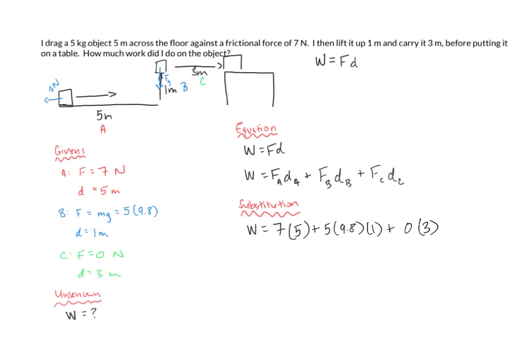Now I'm ready for my last step, and that is to solve. I'm going to stick that all in a calculator. You can also do this in your head. It's especially easy to do in your head if you round g to 10. What I'm going to find is that the total work done on my object is 84 joules.